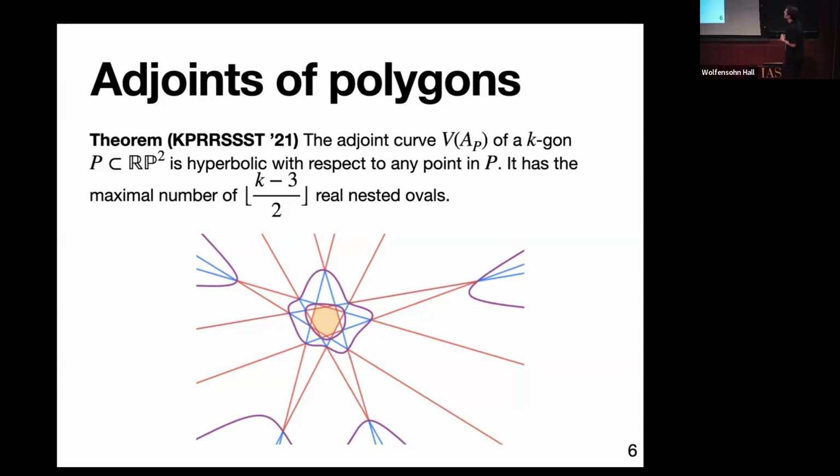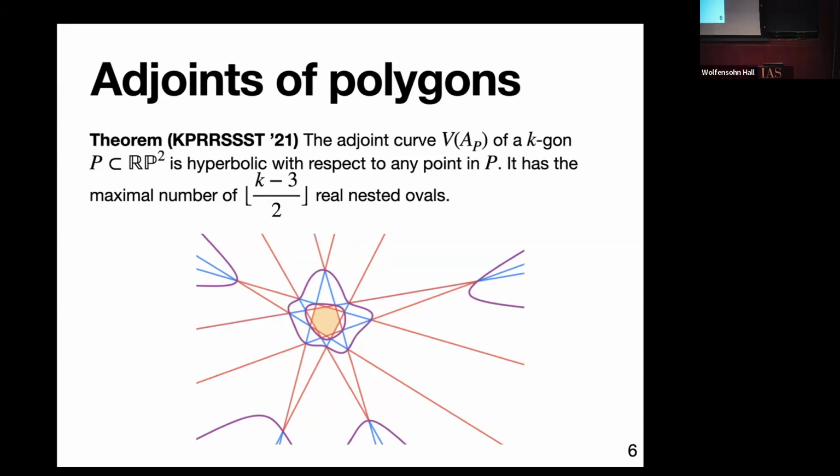And it has the maximal number of real nested ovals. That means you take (k minus 3) over 2 and you round it down if it's not an integer. In this example, k is 8, so the orange region is an octagon. So there can be at most 2 nested ovals, and the rest is a pseudo-line. If k is an even number, then k minus 3 will be an odd number, and you have some ovals and 1 pseudo-line.